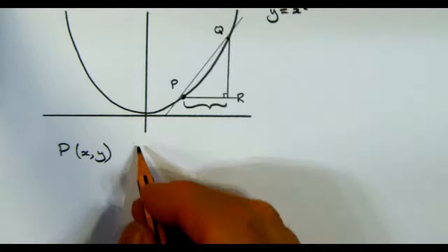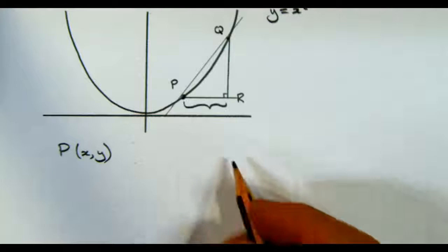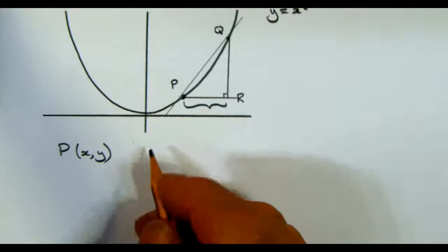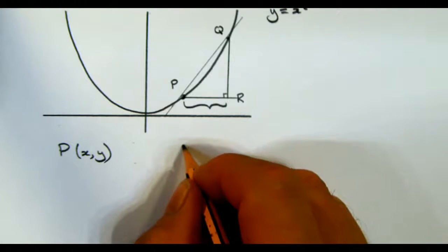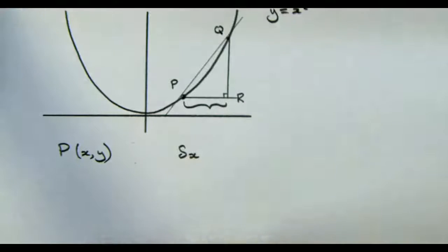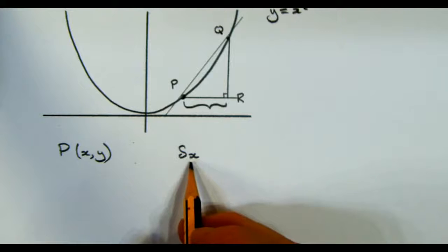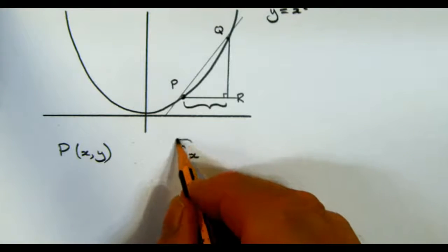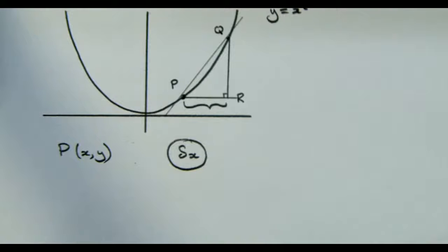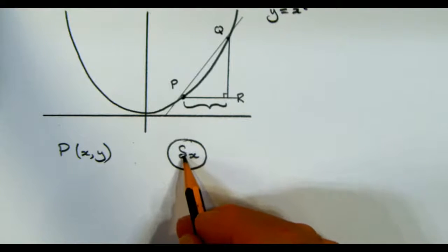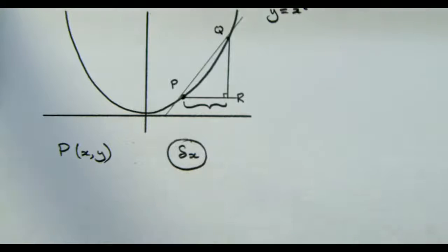Now, where is R? To work out where R is, we're going to increase x by a very small amount, and I'm going to call this delta x. Now, delta x does not mean delta times x. It is just a symbol for a small amount. I could have given this any particular symbol, but instead we're going to call it delta x.